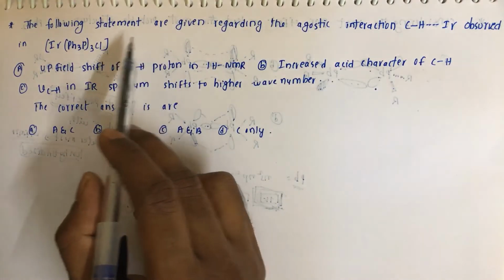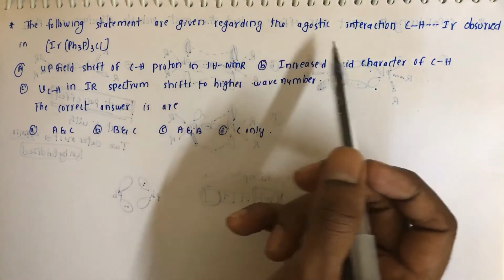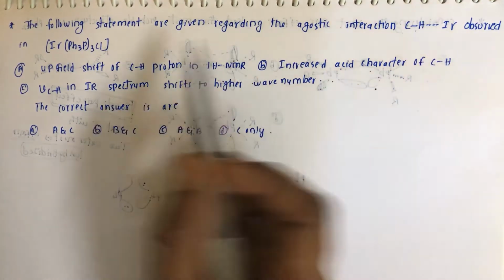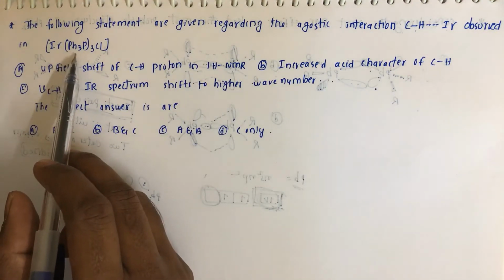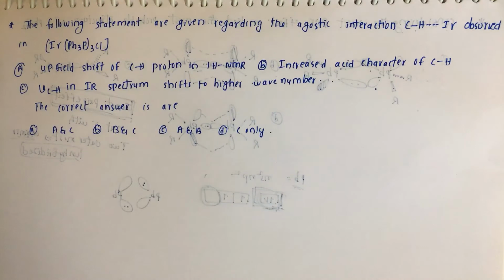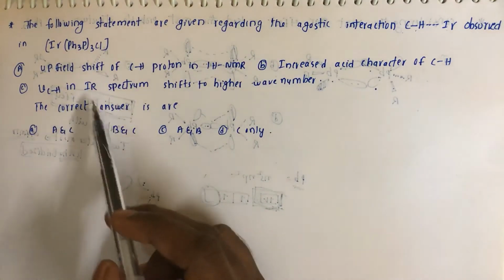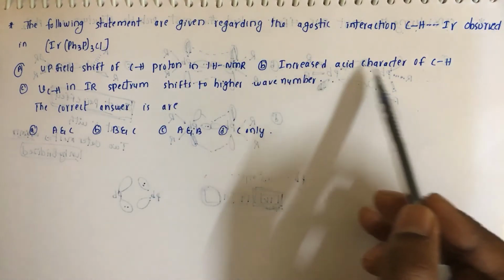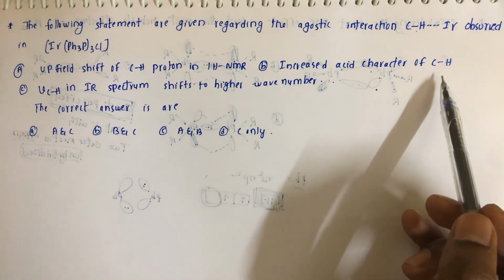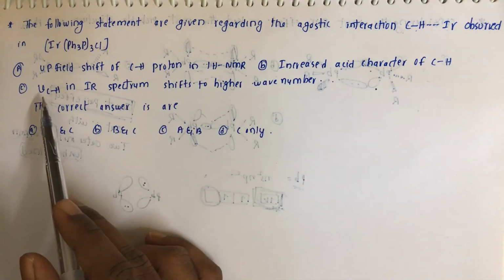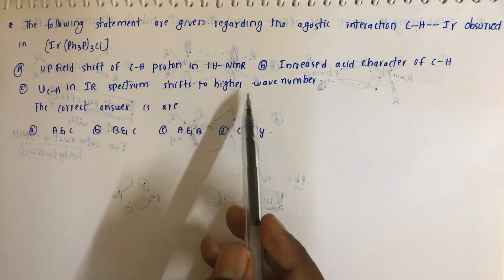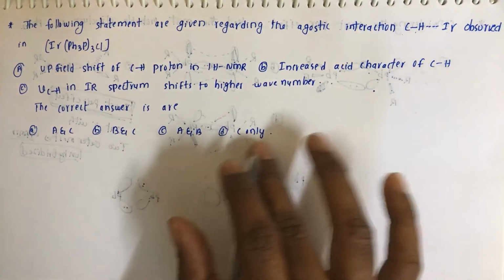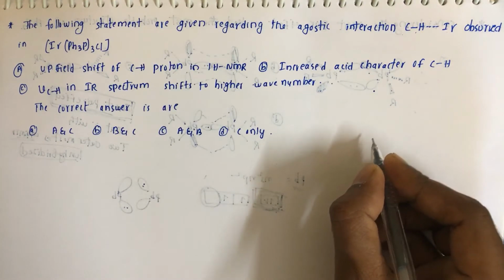The following statements are given regarding the agostic interaction C-H to iridium observed in IrCl(PPh3)3. So they have given three options: upfield shift of CH proton in NMR spectrum, increased acid character of CH proton, and the IR frequency shifts to the higher wave number. So first of all, in order to solve this question, we'll draw the structure here.